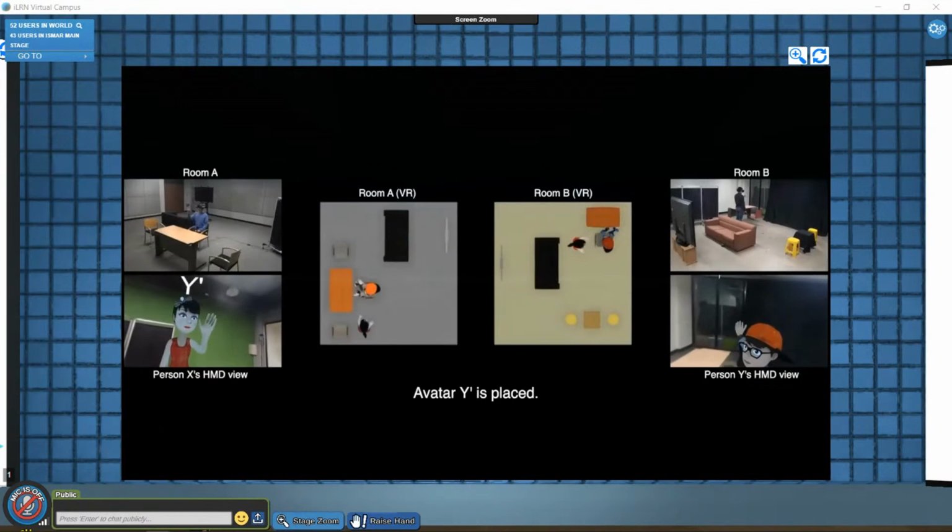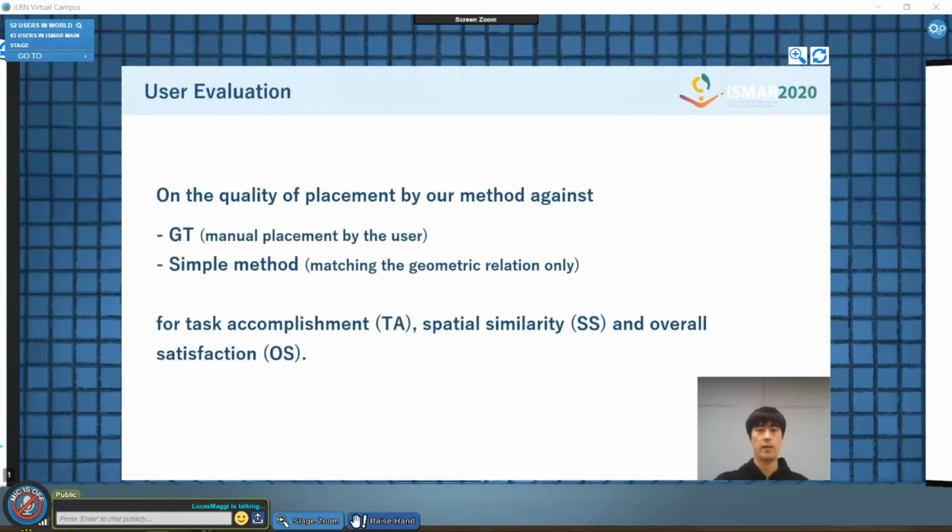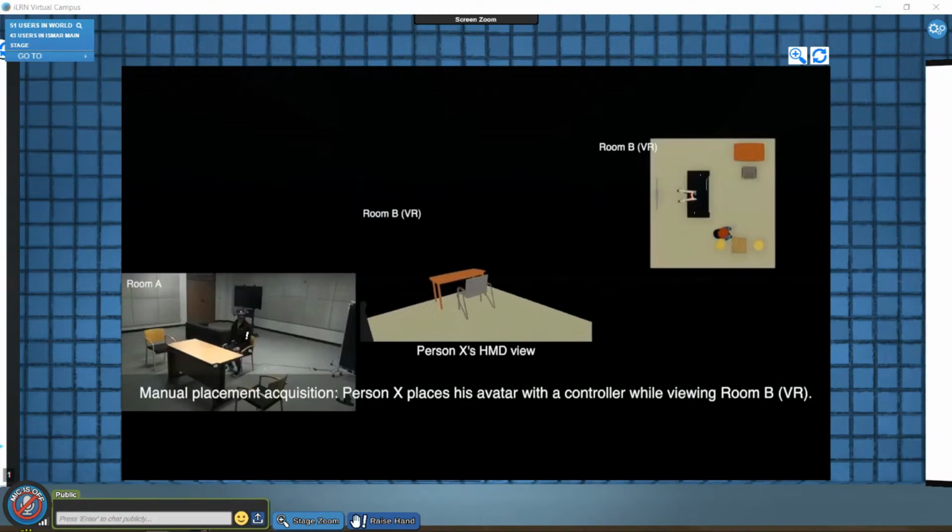After we developed the AR television prototype system, we conducted a user study on the quality of placement by our method against the ground truth, which is the manual placement of avatar by user, and the simple method that only matches the geometric relation. Video shows example of acquiring a manual placement by the user.